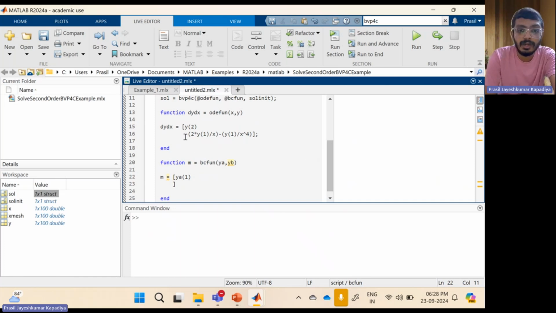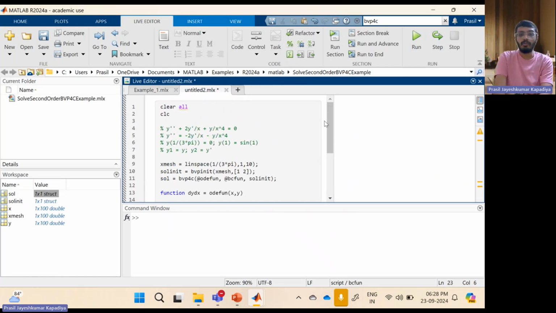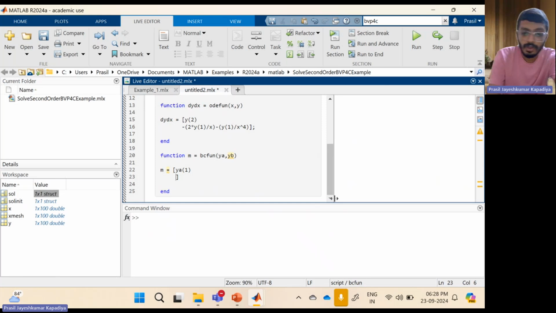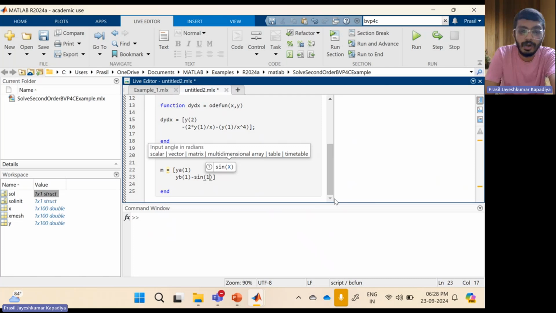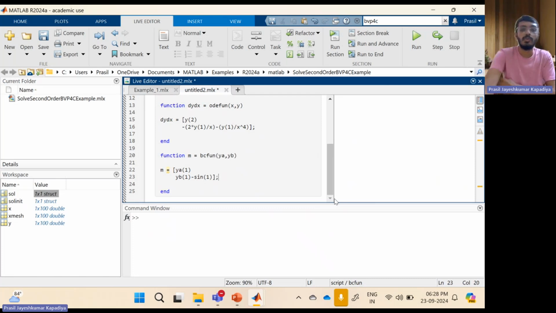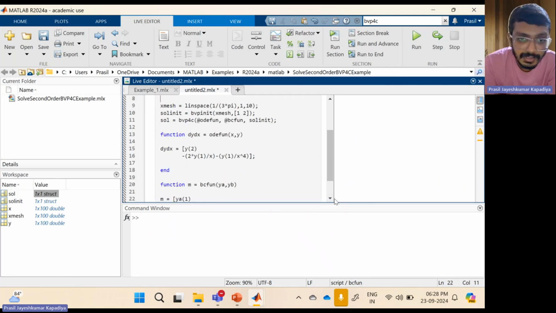And my second boundary condition is y of 1 is equal to sine of 1. So yb of 1 minus sine of 1 is equal to 0. So here I have defined my boundary conditions.